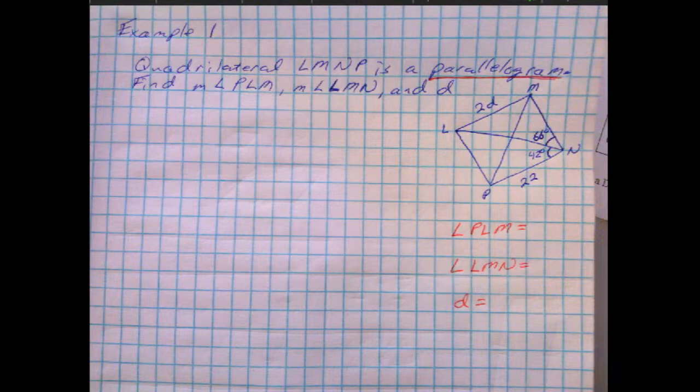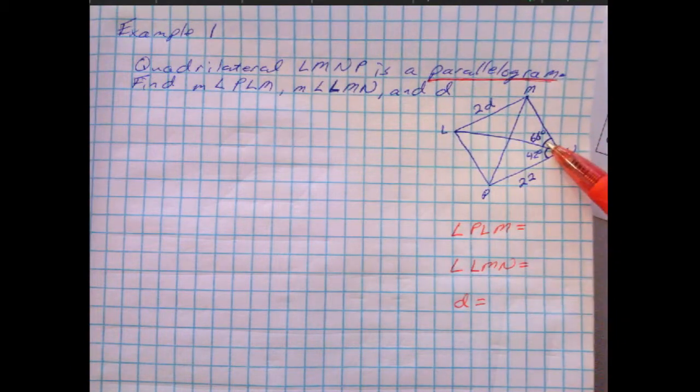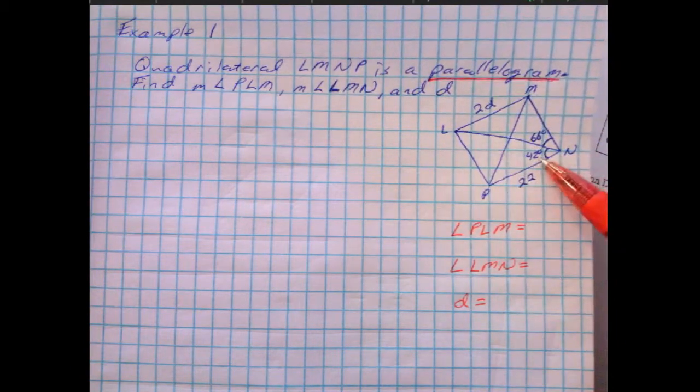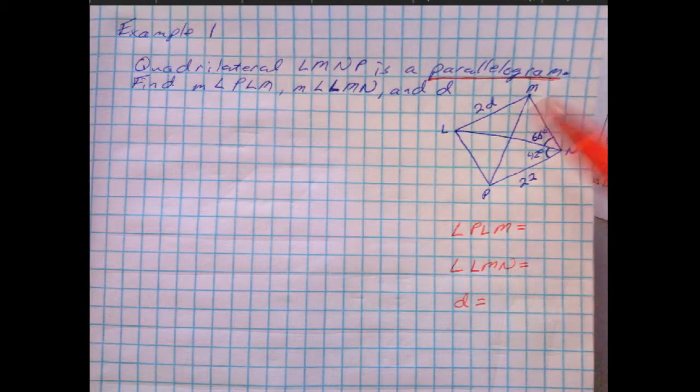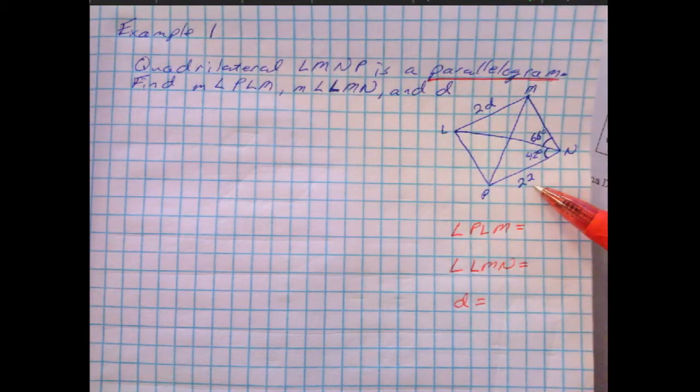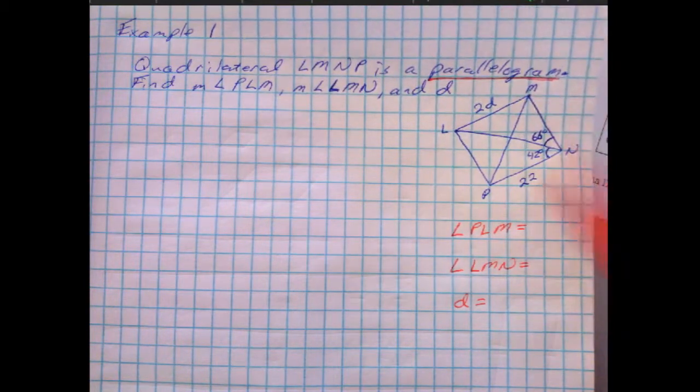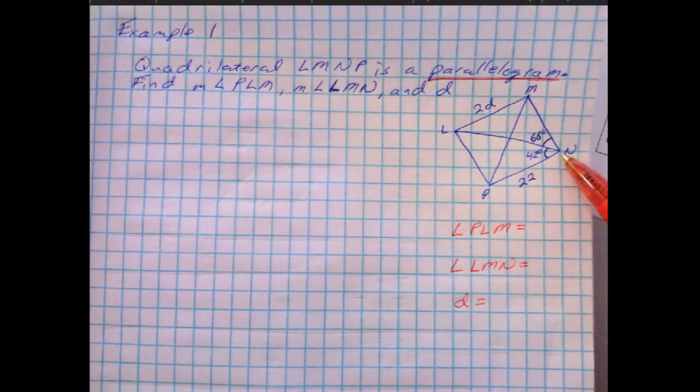Okay? Alright, so then how do we actually get started with this? Well, we're going to be looking at the information that they give us. They gave us an angle MNL is 60 degrees, and angle PNL is 42. They also gave us some sides here. We have LM is 2D, and we have PN is 22.